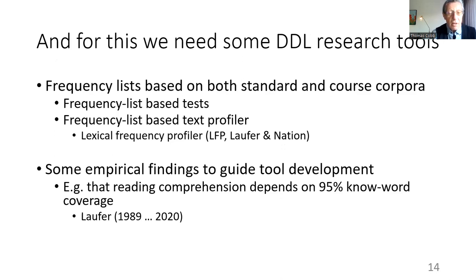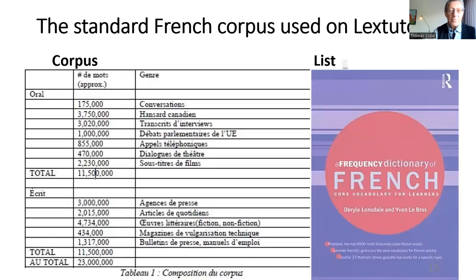For example, a finding repeatedly found by Laufer is that reading comprehension depends on knowing 95% of the words in what you are reading, which almost is never the case. 98% has also been proposed, but since most people know about 60% of what they're reading, let's work with 95 rather than get tied up in the 95, 98 problem.